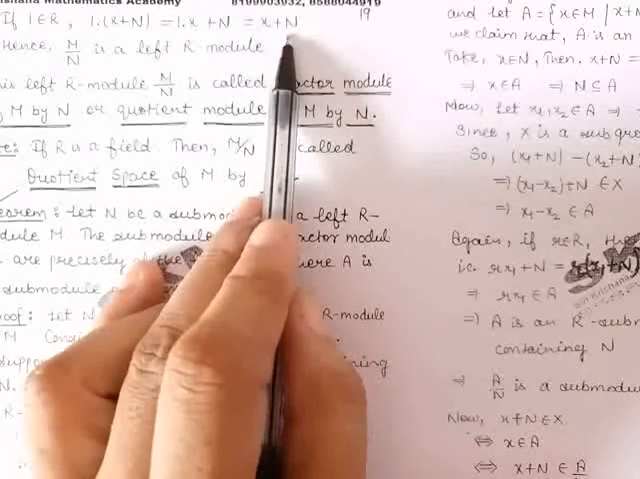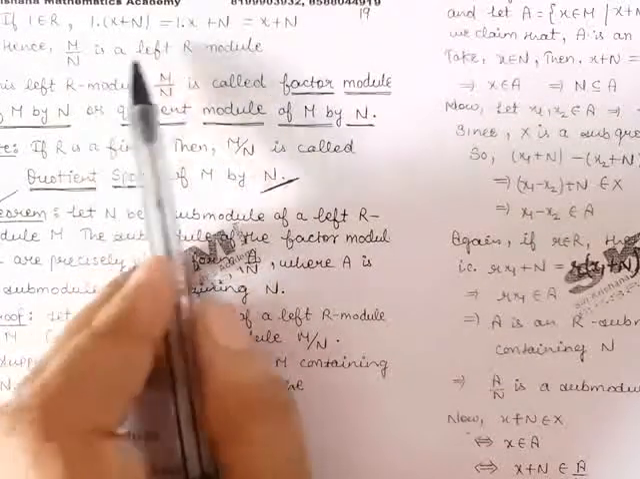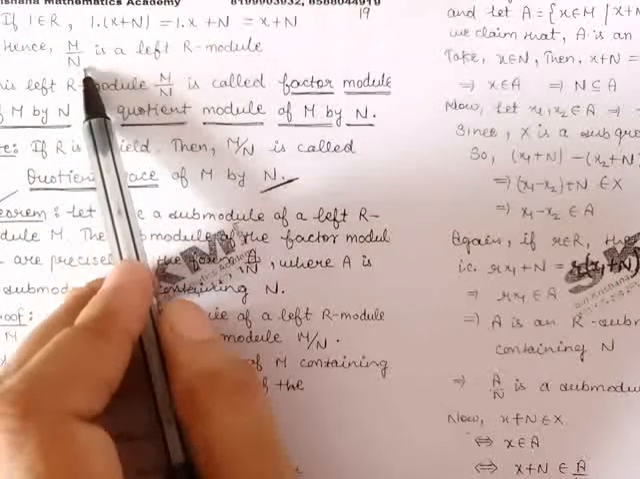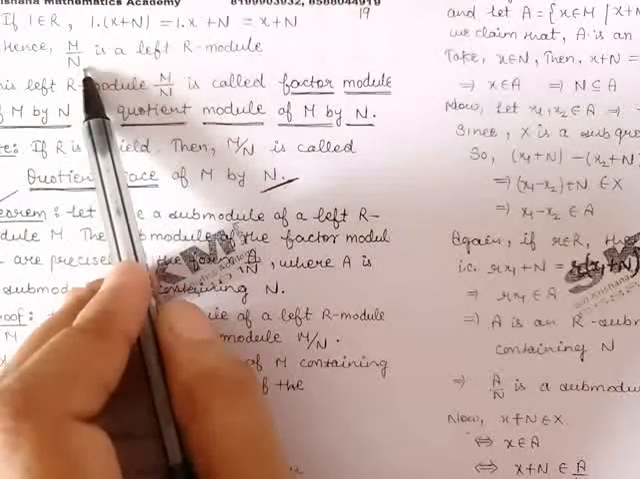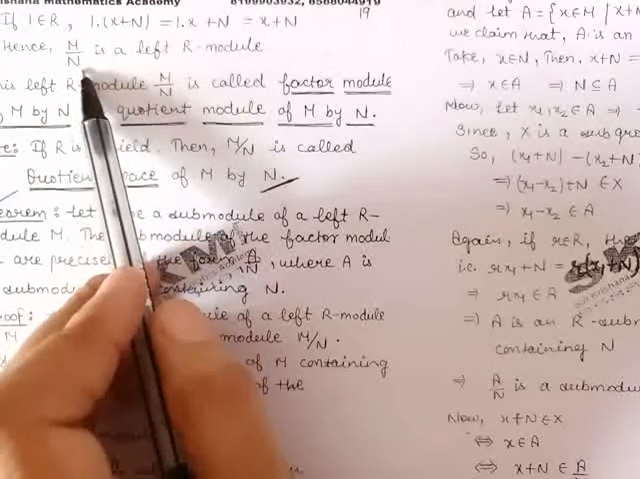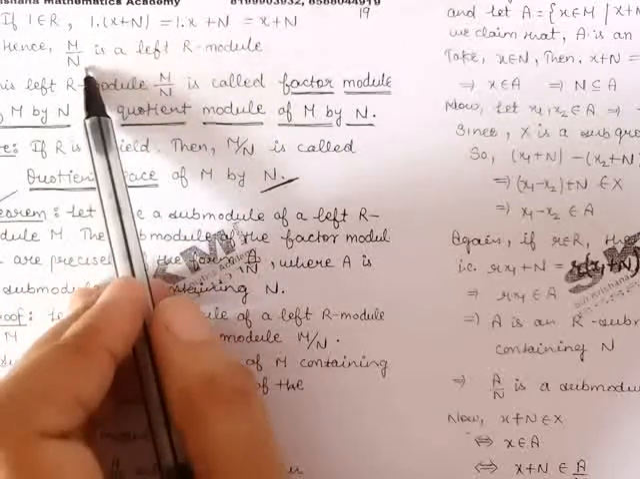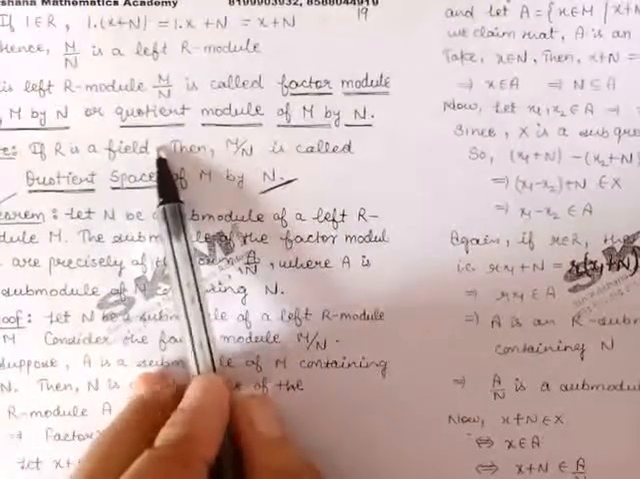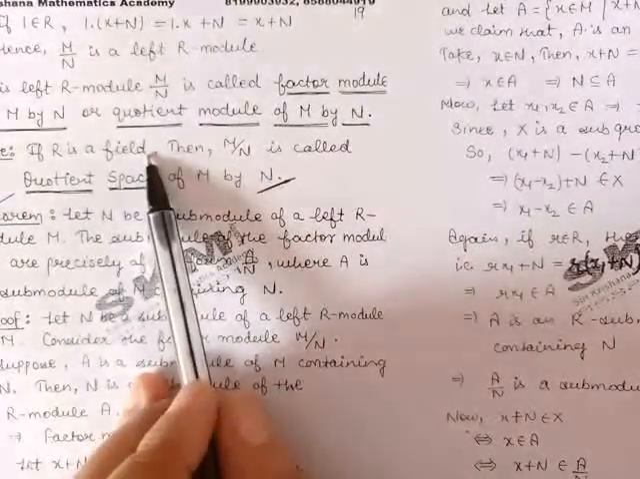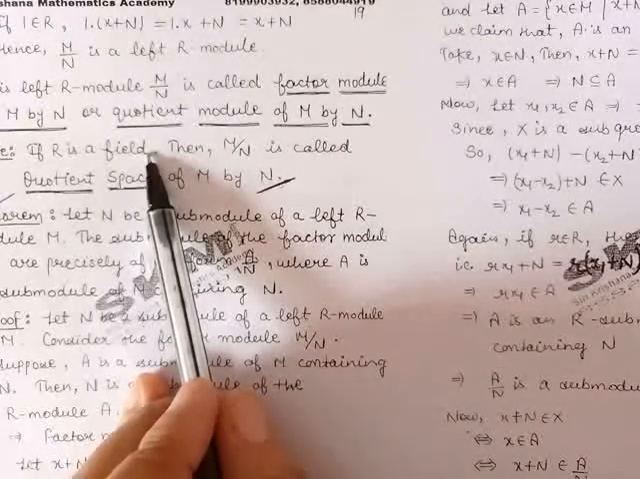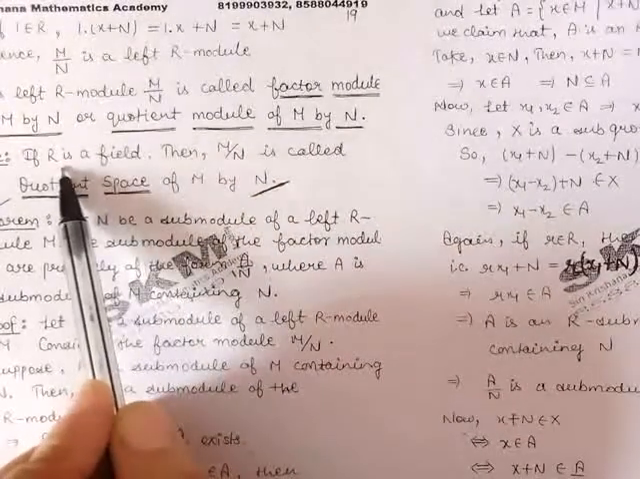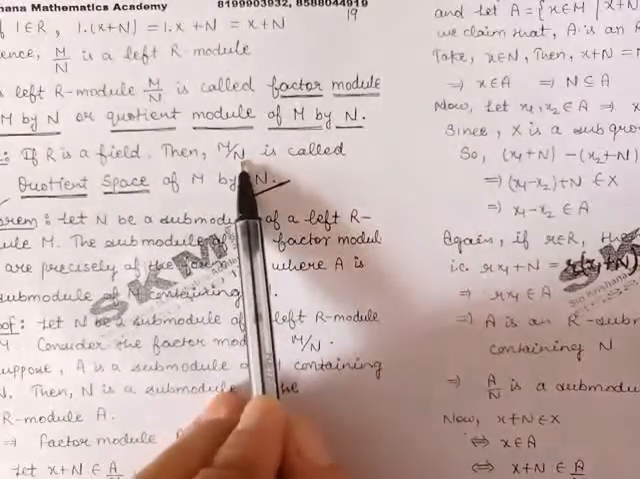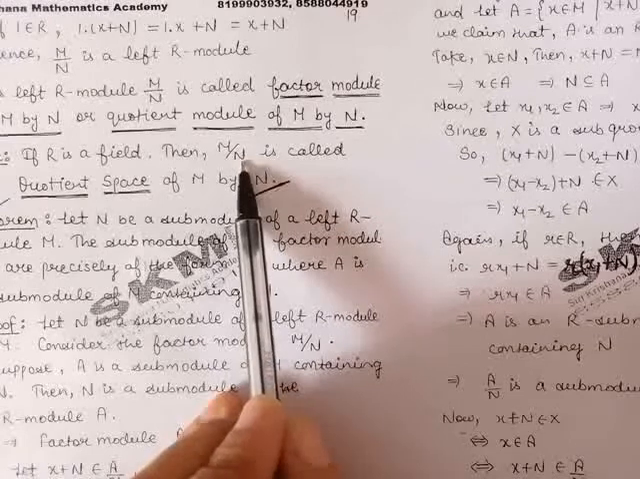So we can say that M by N is a left R module, and this left R module M by N is called the factor module of M by N, or it is also called the quotient module of M by N. So this was how to define the quotient module. In particular, if R is a field, in that case M by N is called the quotient space of M by N.